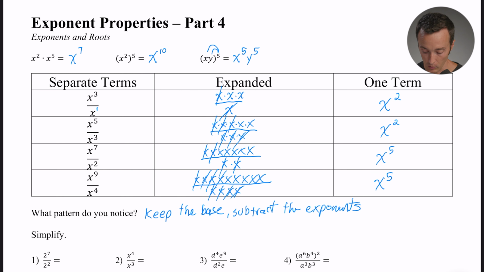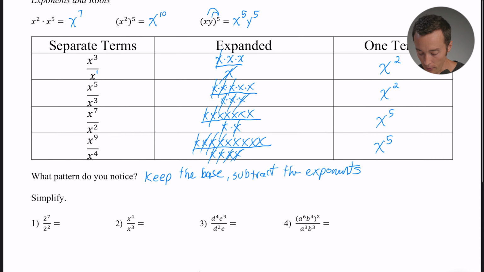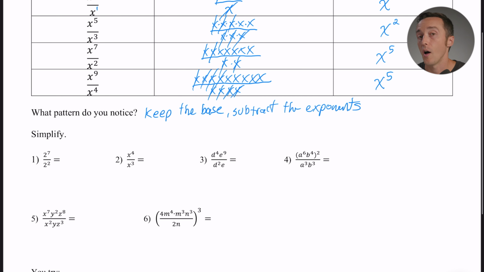Take a look at that last one that we did, x to the 9th over x to the 4th. You just keep the base, which is x, and then subtract. 9 subtract 4 is 5. Okay, so that rule isn't super complicated in and of itself. The part that gets a little bit complex is when you have to add this rule with some of the other rules that we've been talking about in a single problem. Let's take it one step at a time.